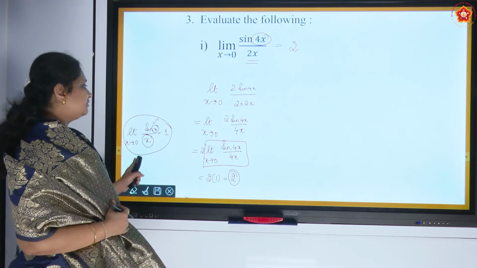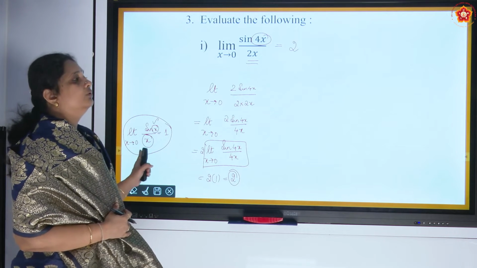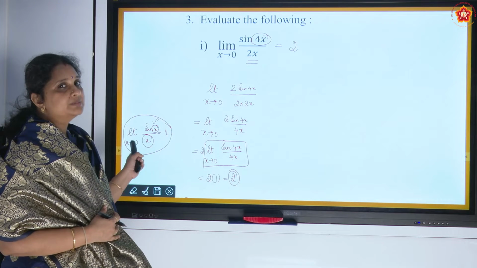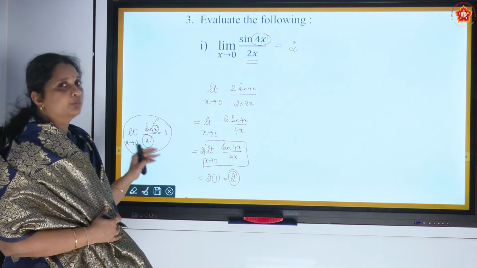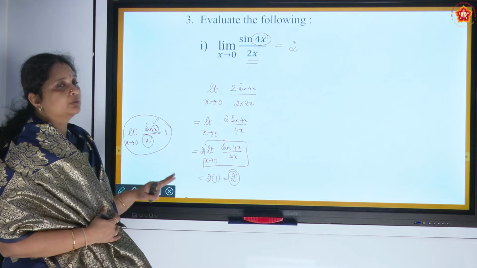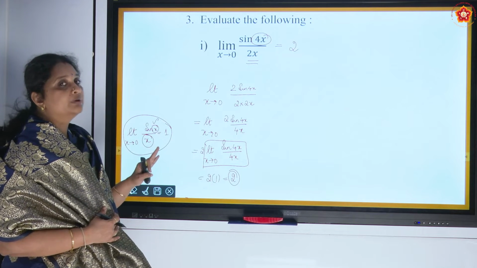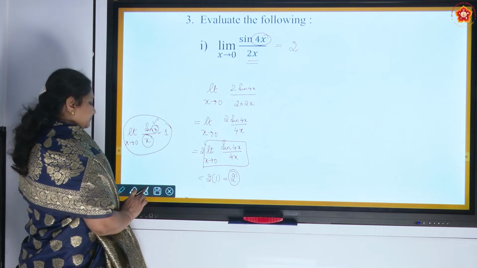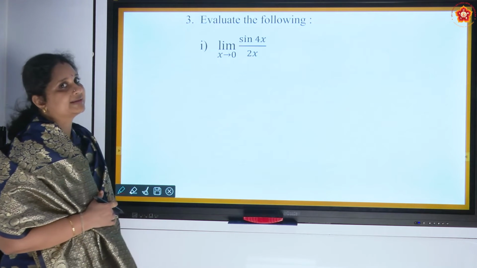So I have a special formula here involving trigonometric ratio. This is very important. Problems based on this are very, very important. So please keep this formula in mind when you solve problems involving sine x especially. Now let's move on to the next question.